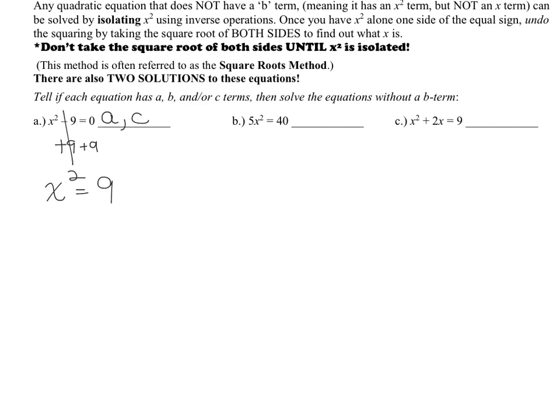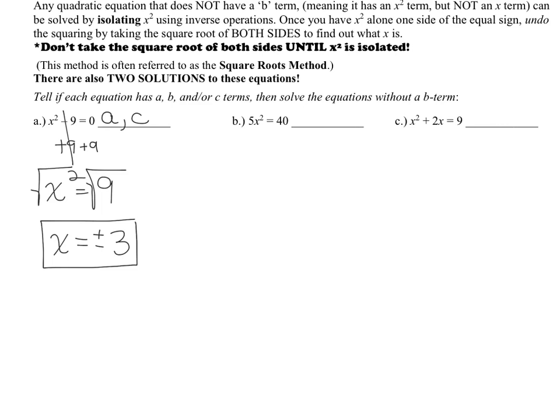And then to get the x alone, you undo squaring the variable by square rooting both sides of the equal sign. The square root of x squared is x, and the square root of 9 is 3, but you have to remember there are two solutions, plus or minus 3. Remember, whenever you find the square root of both sides of an equal sign, there are two solutions, because 3 squared is equal to 9, and negative 3 squared is also equal to 9. So you have to account for both of them. So the answer to this is plus or minus 3.